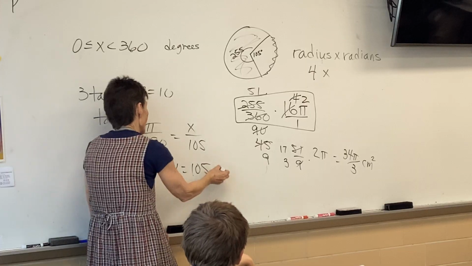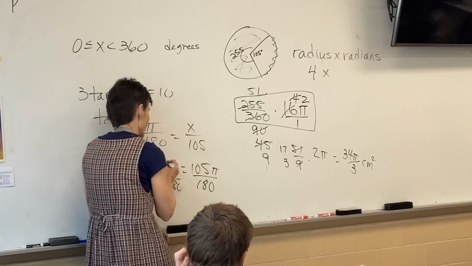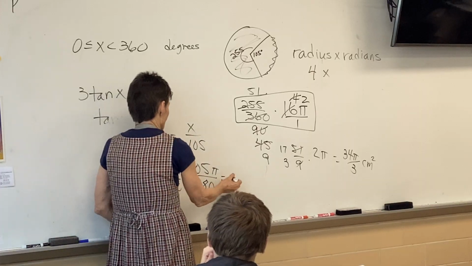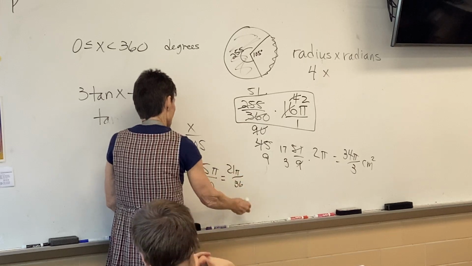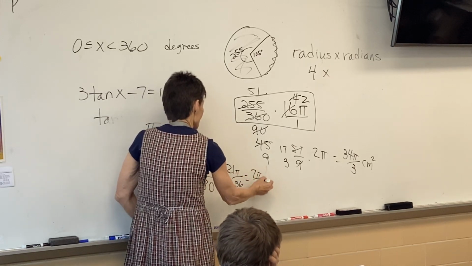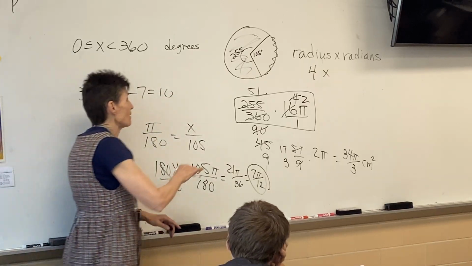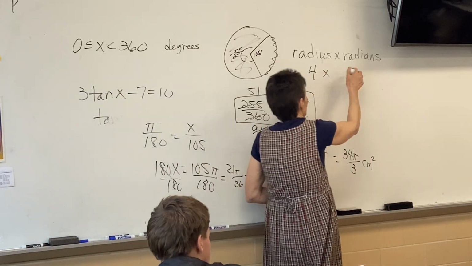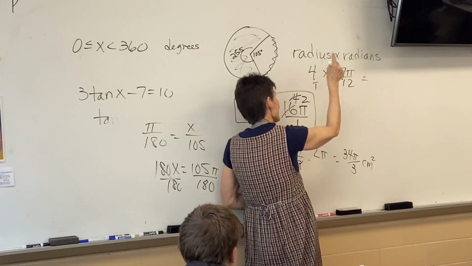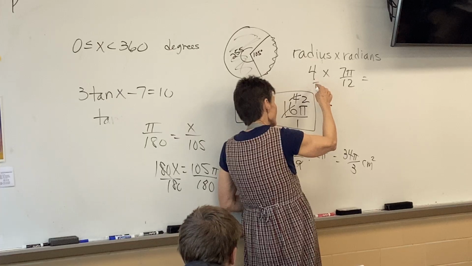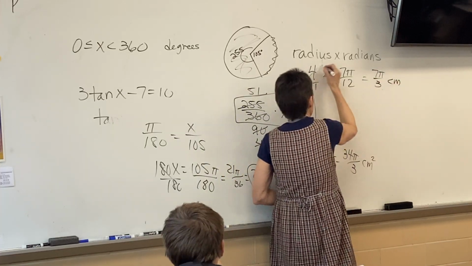So I'm gonna have some more reducing to do. So let's see, 5 goes into that 21, 36, 7/12. Not the answer. 7/12 is the radian. So now I gotta multiply that times 4. And I'm gonna get 7 pi over 3 centimeters.